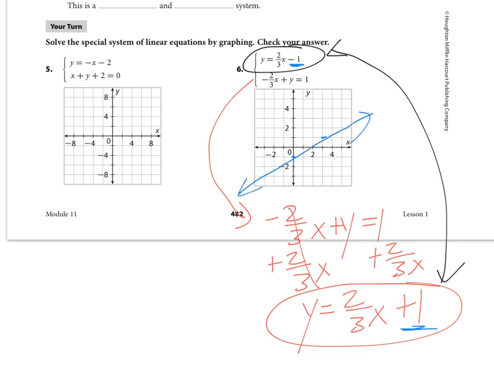Then I graph the second equation down here. Now I start at +1, use the same slope, up 2 to the right 3. And what do you notice? Well, when I draw my lines, they are parallel because they have the same slope but different y-intercepts. They'll never ever cross. What's that mean? They have no solutions because the lines are parallel.